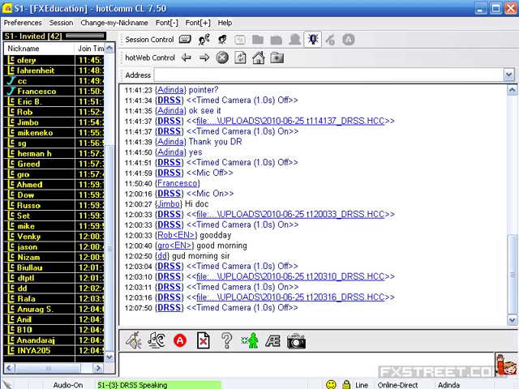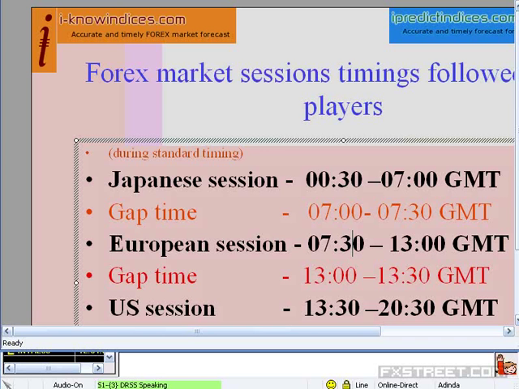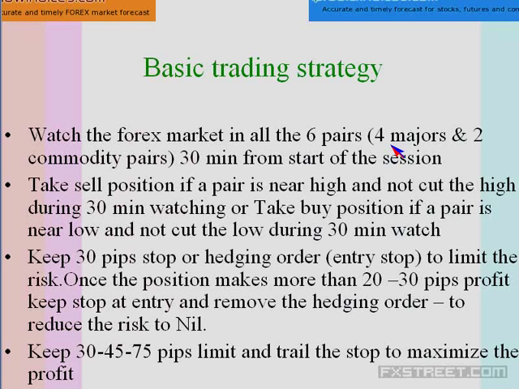So let me go to the PowerPoint presentation and explain to you how exactly the basic trading strategy has to be decided. So what's the forex market in all 6 pairs, 4 majors and 2 commodity pairs, 30 minutes from the start of the session. But now we are around 5 GMT, so obviously it is not the start of the session, and in another 30 minutes you will come across the closing of the session, or I mean the late session is going to start. So that time also you can just take the positions.